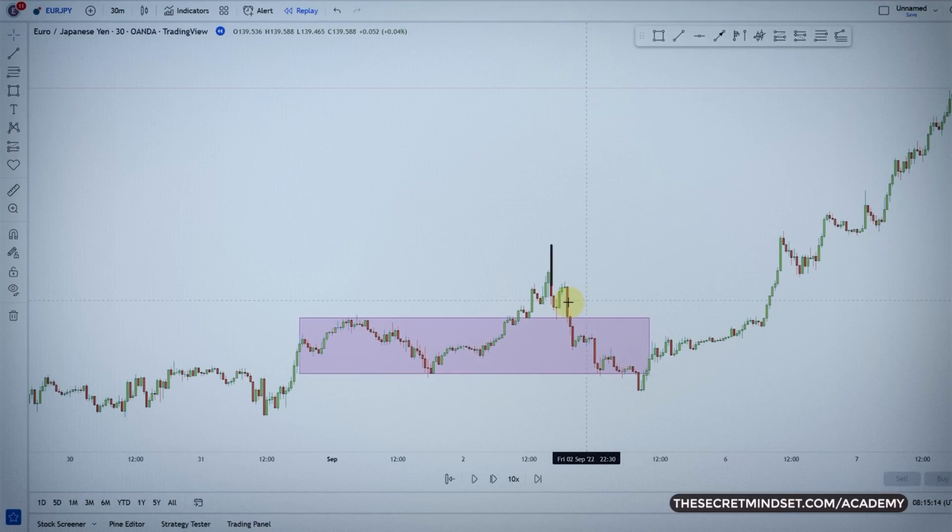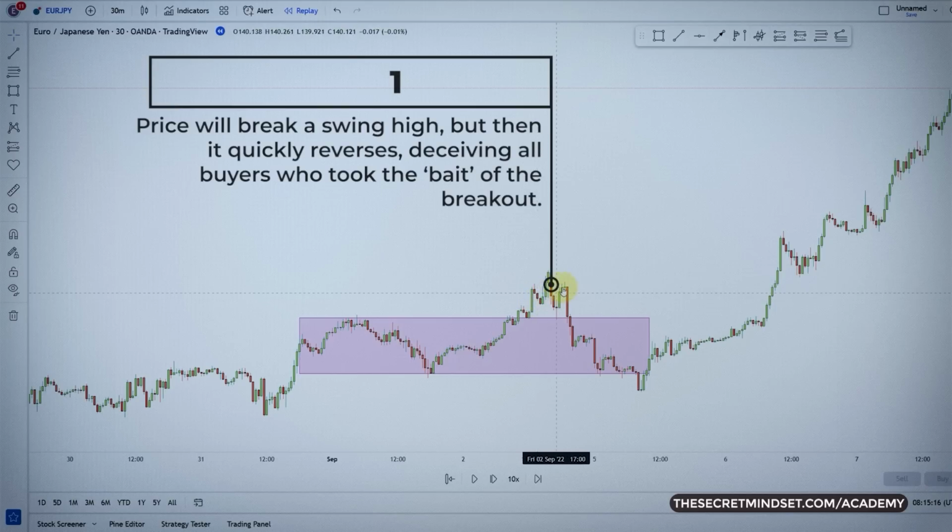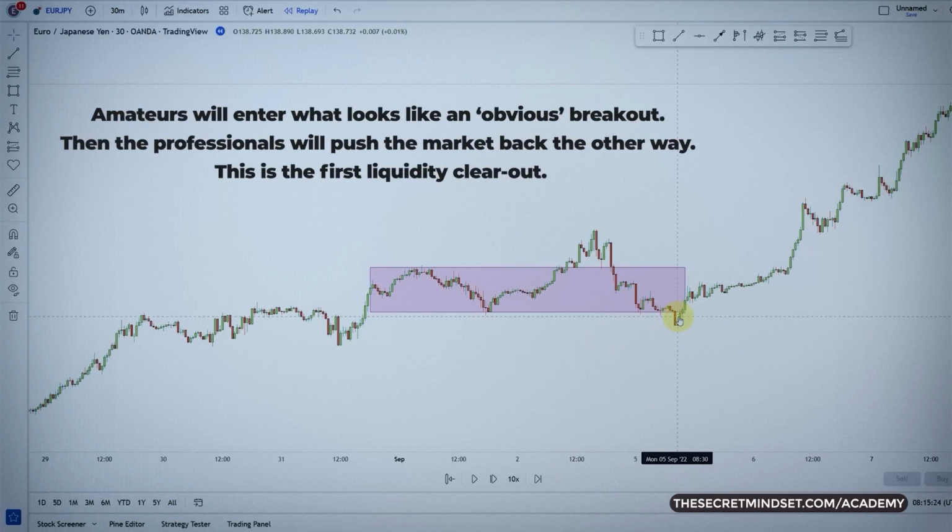So firstly, price will break a swing high, but it then quickly reverses, deceiving all buyers who took the bait of the breakout. It's often the case that amateurs will enter what looks like an obvious breakout, then the professionals will push the market back the other way. This is the first liquidity clear out.